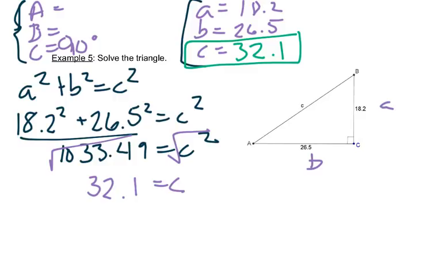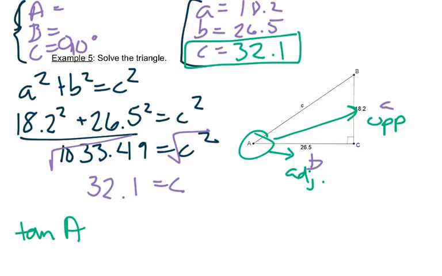Well, now we need to find an angle, and it doesn't matter which angle we start with. I'll just start with A. You could have chosen B, it doesn't matter. But we need to look at what we have compared to angle A. Compared to angle A, we have the opposite, and we have the adjacent. Opposite and adjacent is tangent, so we'll write tangent of A is equal to 18.2 over 26.5, opposite over adjacent.